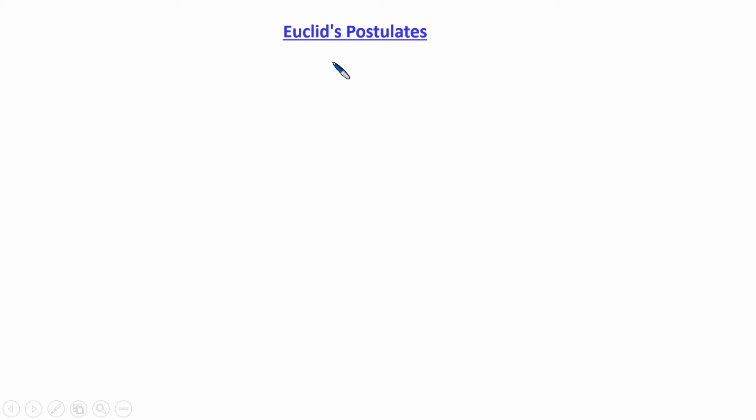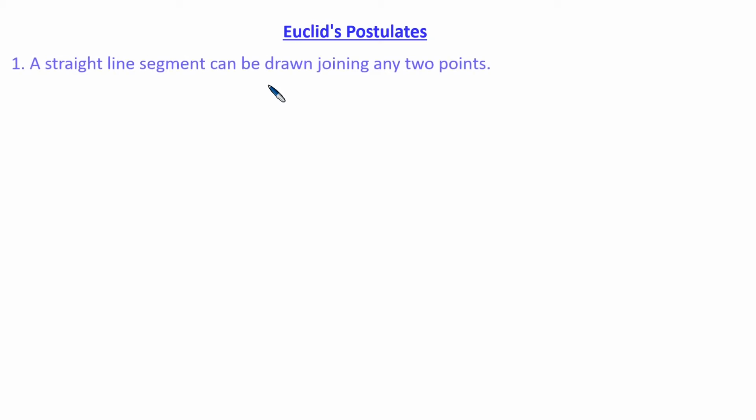Postulates are also quite similar to axioms, but axioms are too obvious, but postulates are not so obvious. It is like an idea which you propose. So a straight line segment can be drawn joining any two points. So if you have two points A and B, I can always draw a straight line between them. Of course you can draw many lines, but the others are not straight lines, they are all curved lines.